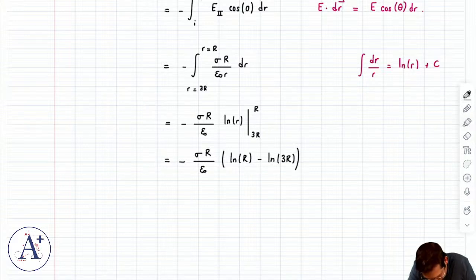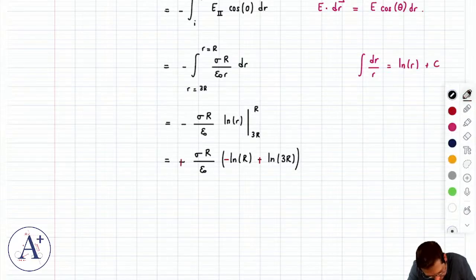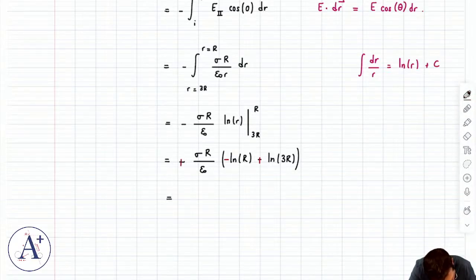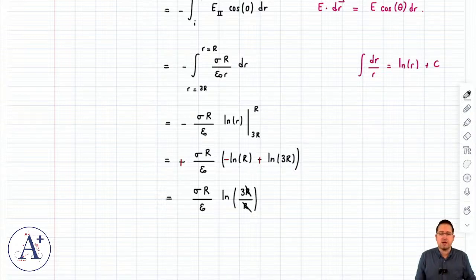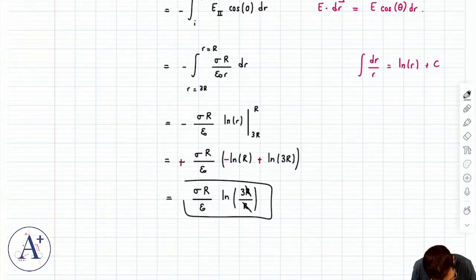So let's clean that up. This minus here out front, I can multiply it within the parentheses. I get this, then this goes away. And then I have sigma r over epsilon naught. And then ln of 3r minus ln of R is ln of 3r over R by property of ln. So then we get, this goes away, and we just get sigma r over epsilon naught, natural log of 3, which is a nice clean answer here.